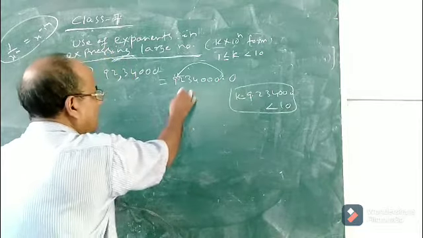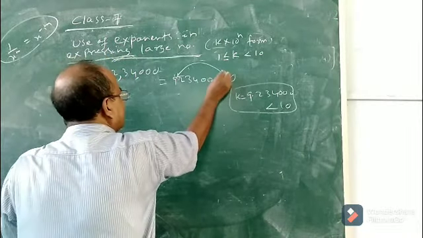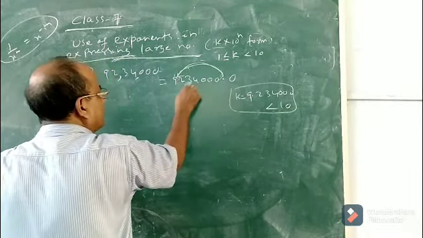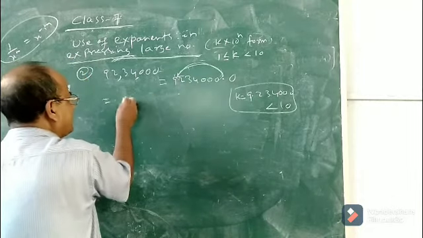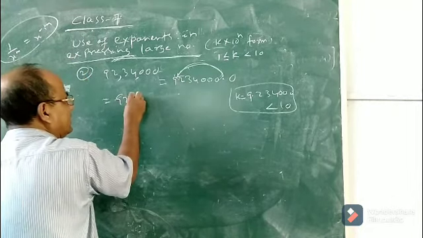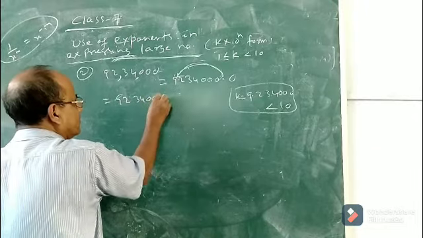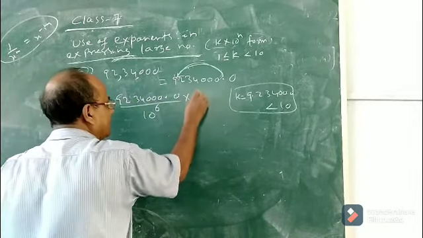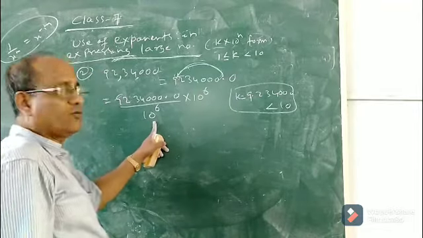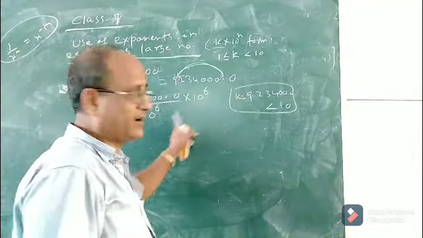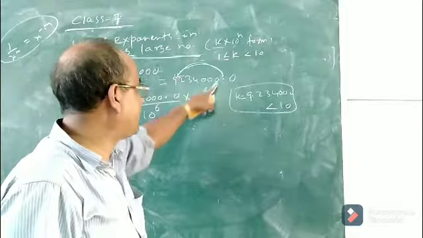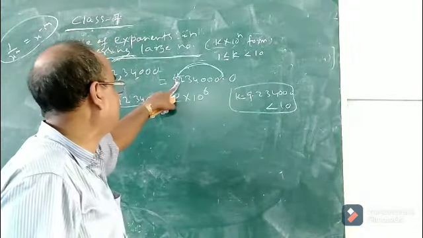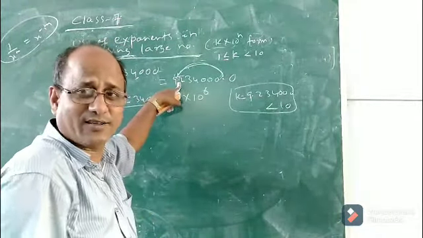Now to shift this 6 places, 1, 2, 3, 4, 5, 6, what is the procedure I said? You divide 9234000.0 by 10 to the power 6 and multiply by 10 to the power 6. Why did I multiply and divide by 10 to the power 6? Because my aim is to shift this point 6 places towards the left.